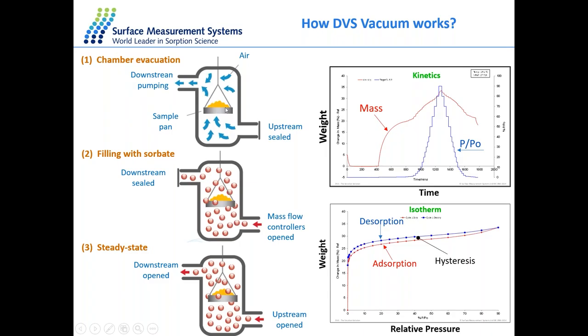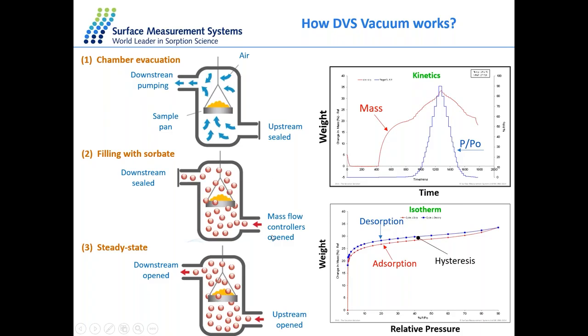Once you load the sample into the metal pan, we pull high vacuum and high temperature, outgassing the material completely. We completely clean the surface of the sample and we empty the pores. When we do that, what we observe here is a solid red line, which represents the mass data. As a result, during this outgassing or drying stage, we observe mass loss.